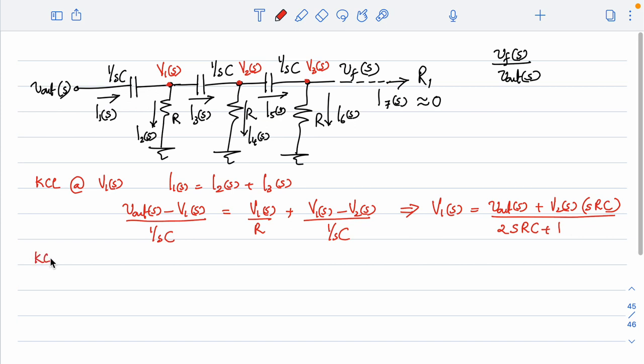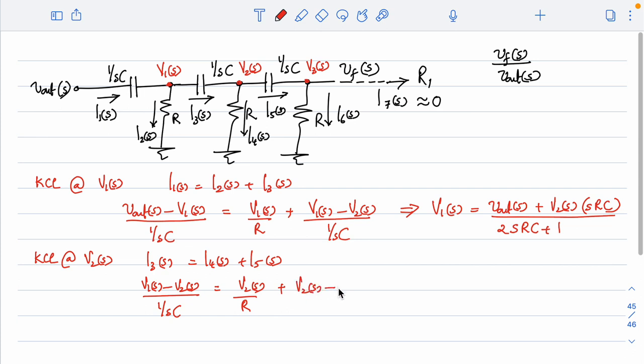Similarly, I can write KCL at V2 of S, right? So when I write at V2 of S, the incoming current is I3, outgoing is I4 and I5. So I can write I3 of S is equal to I4 of S plus I5 of S. When I write further, it is V1 of S minus V2 divided by 1 by SC, which is I3, is equal to I4, V2 of S divided by R, plus I5, V2 of S minus V3 of S divided by 1 by SC, right?